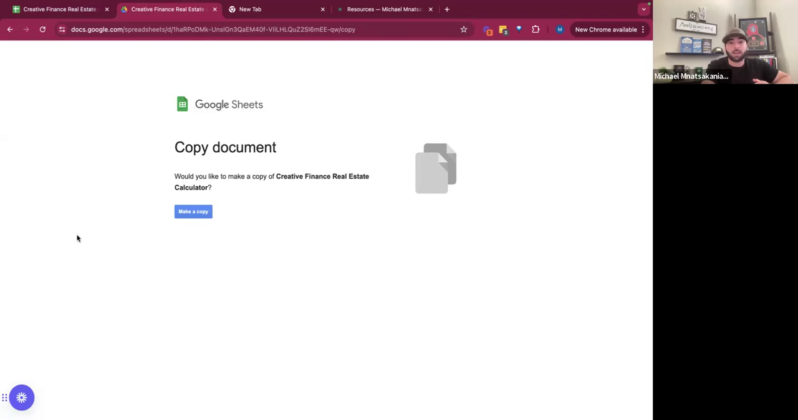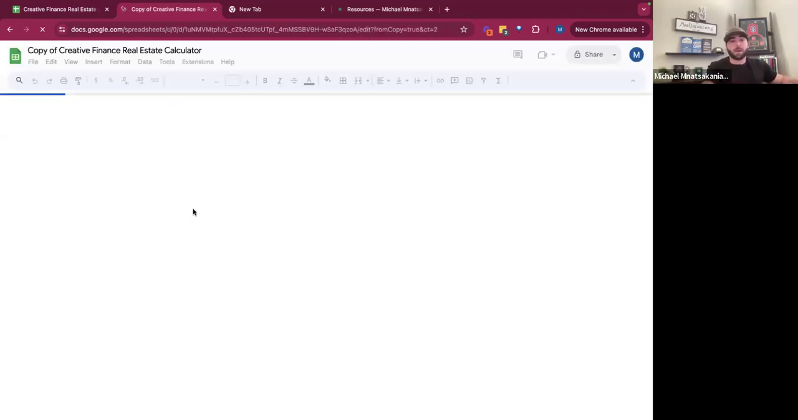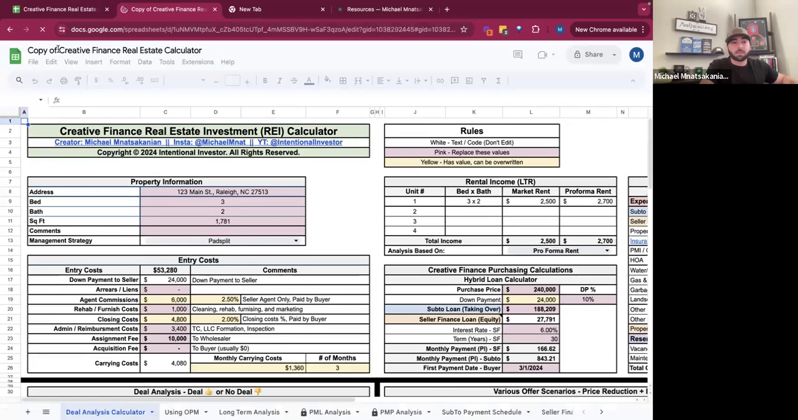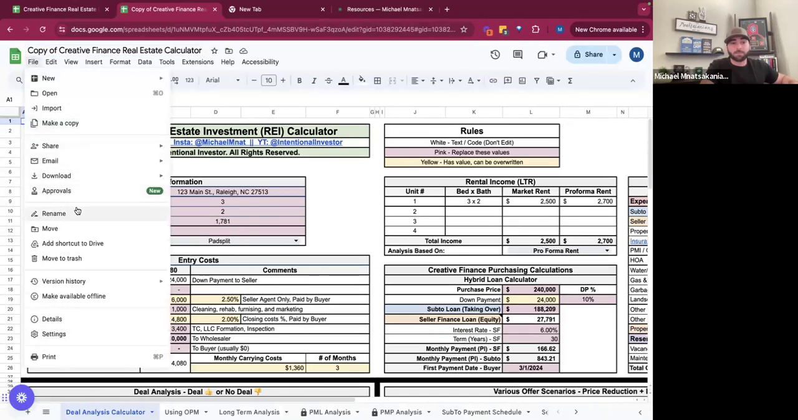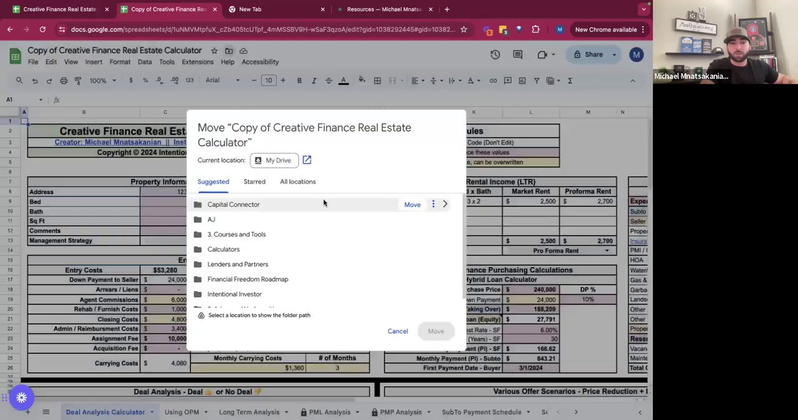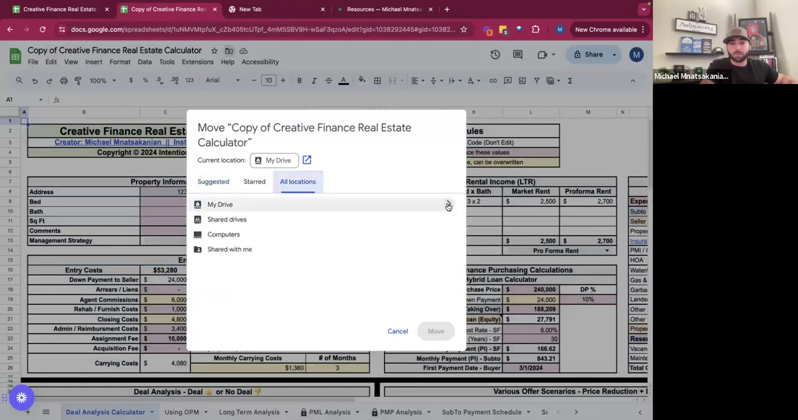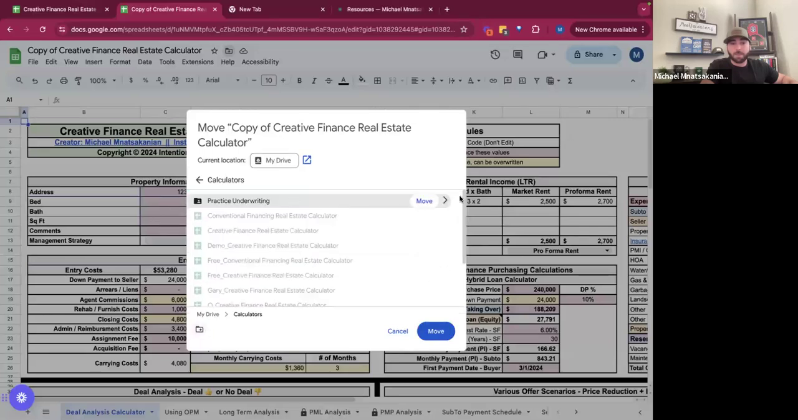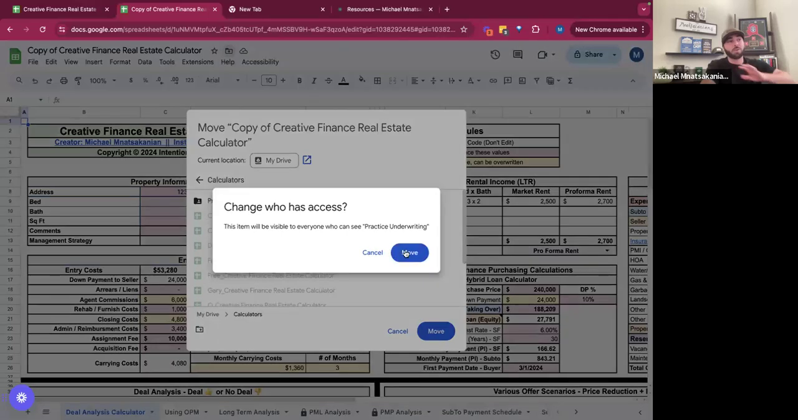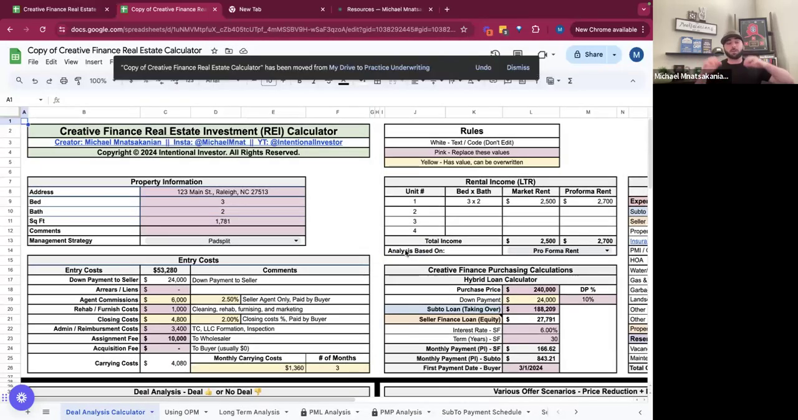And here, all you're going to do is just click make a copy. And we're going to start with the underwriting of this deal. So the first thing you want to do is organize it, right? Whenever you make a copy, you're going to move it wherever's relevant for you. So for me, we'll just say calculators for me, and then practice underwriting. So wherever you have it on yours, right? You're making a copy on your own Google Drive, and then you're just organizing it to where you want.